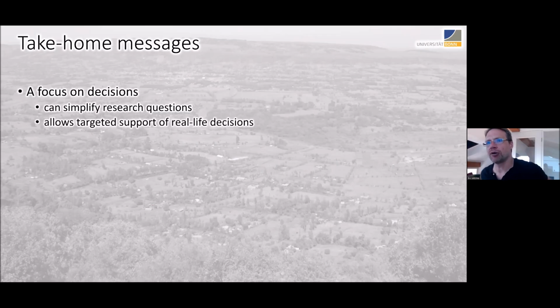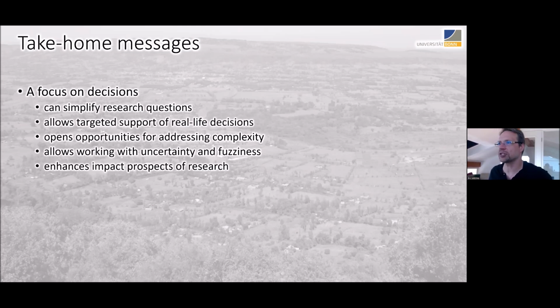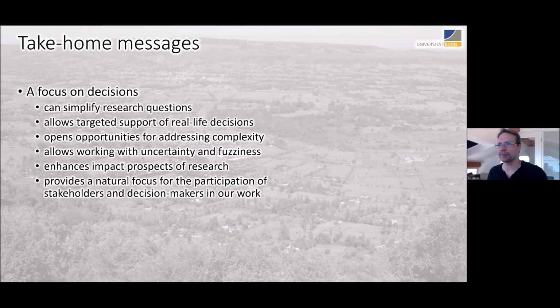And this allows us to provide targeted support for real-life decisions, and it opens opportunities for addressing complexity, mainly by realizing that we don't have to know everything for sure. We can work with approximations and estimates, but we can actually try to also develop models for complex situations where not everything is known. It allows working with uncertainty and with fuzziness, which is pretty much always unavoidable in decision-making contexts. And it enhances the impact prospects of our research, because we focus directly on the intervention points where impact may actually start or be accelerated.